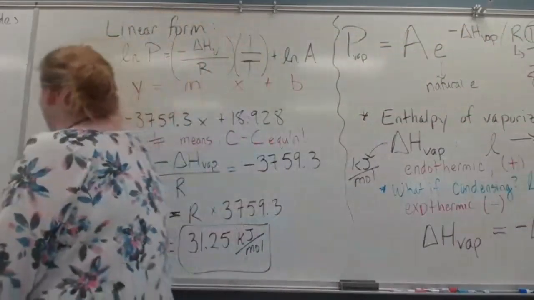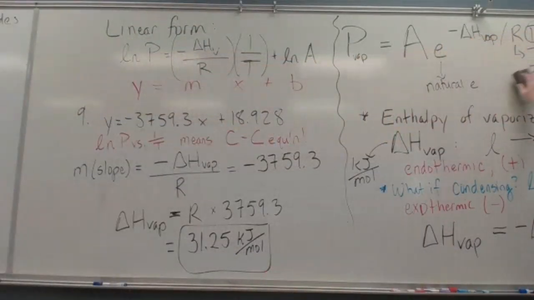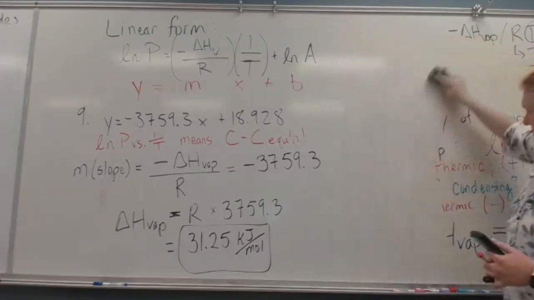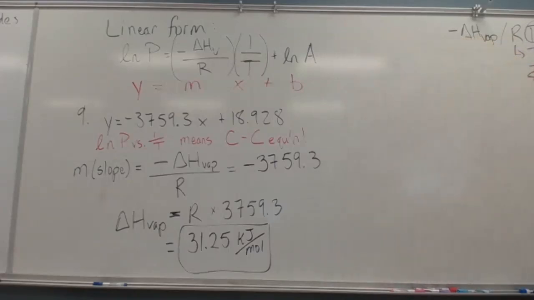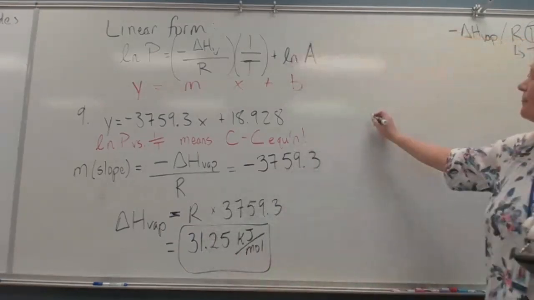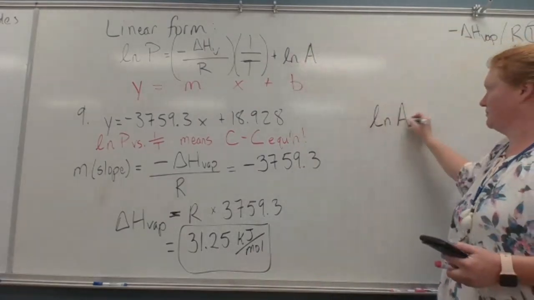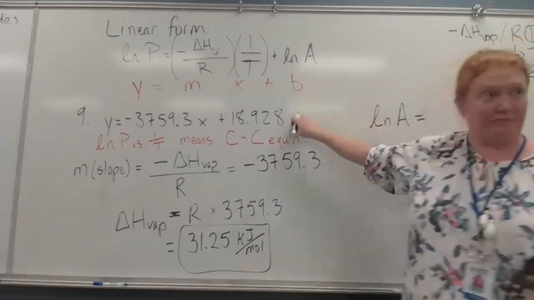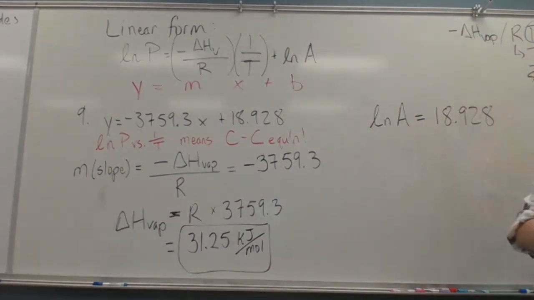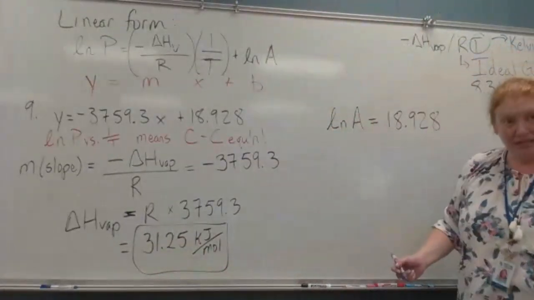How are you going to find A? How do you undo a natural log? If the natural log of A is equal to whatever my y-intercept is, so it's equal to 18.928, the way you undo a natural log is base e.